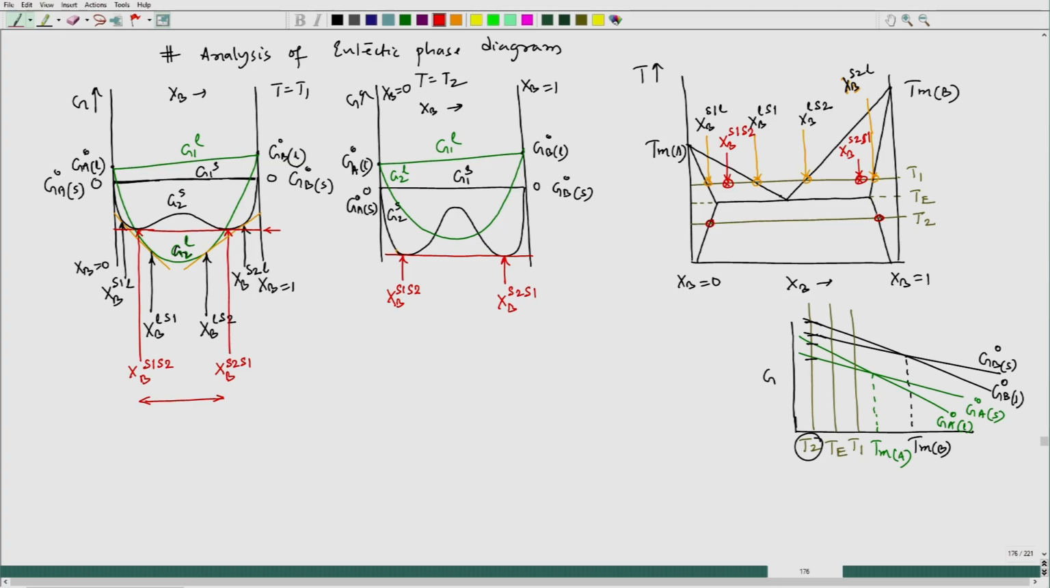So, now here these two are stable compositions. Why? Because the common tangent has the minimum energy with respect to all other free energies. But can I consider any other tangents which will pass through 2 points on 2 different curves? So, one tangent can be drawn like this.